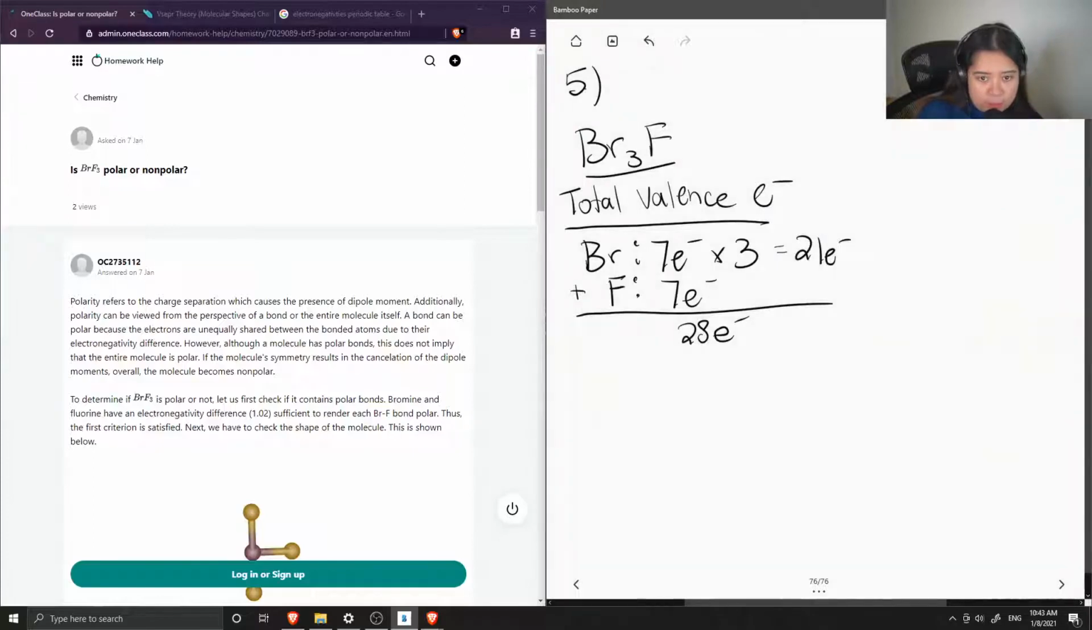Okay, so now let's draw fluorine as our central atom. Oh, sorry, it should be BrF3. And then let me just switch these two. Okay. So bromine is our central atom. And the 3 fluorines are the terminal atoms.